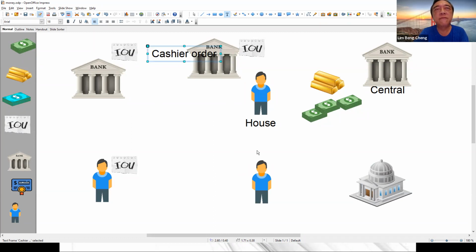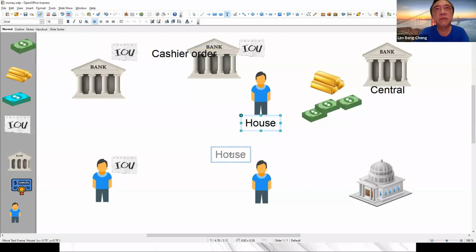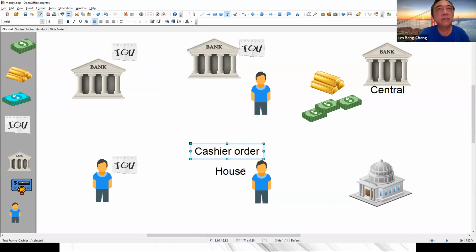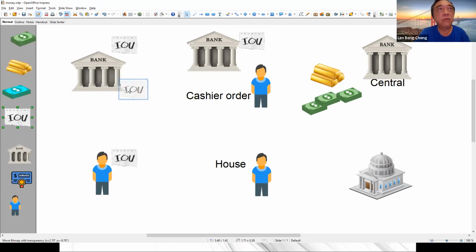So if later this person says, oh, I also want to buy a house, so he buys a house from him, and he will get a cashier order from this bank, let's say this bank. So this bank will give him the cashier order, and then he will pay him the cashier order, then he gets the house. Okay, when he gets the cashier order, then there'll be an IOU created for him.